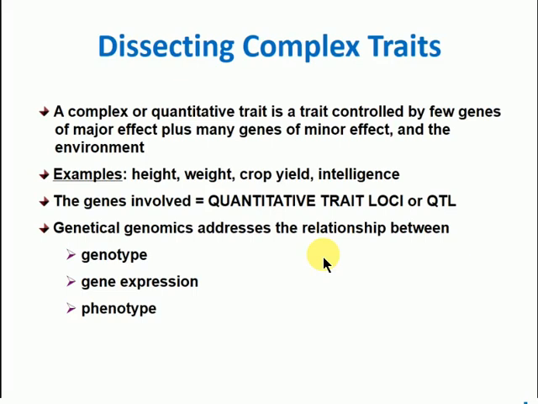The genome location of genes involved in controlling quantitative traits has a name, which is called quantitative trait loci, or QTL for short. So when you say QTL, you mean the gene that controls that trait? Yeah. QTL, more precisely, is the genome location of the genes affecting one particular quantitative trait. Some people probably confuse QTL with the genes for the quantitative trait. More precisely, it's the genome region which contains the gene affecting the quantitative trait in question.